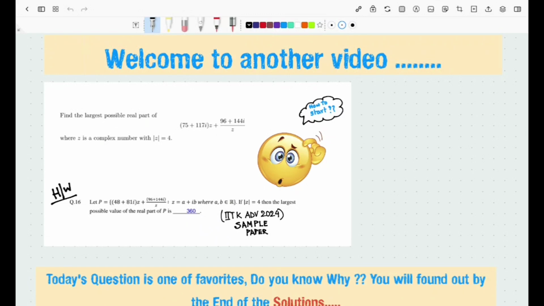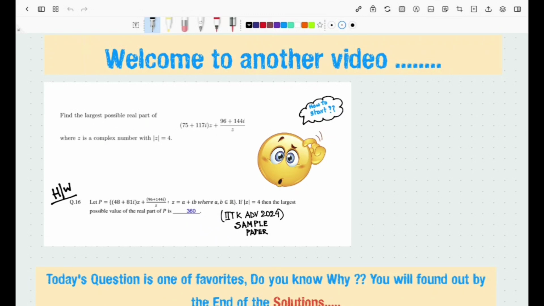This problem is based on complex numbers, which is a very horrible chapter for most of the JEE aspirants. Most of the JEE aspirants face problems in this chapter. But believe me, this is not one of them. I will be showing a very amazing and very short method to solve it.